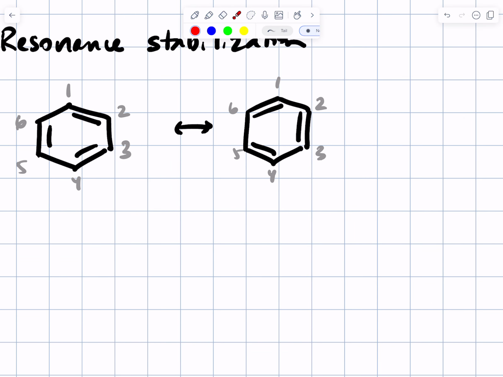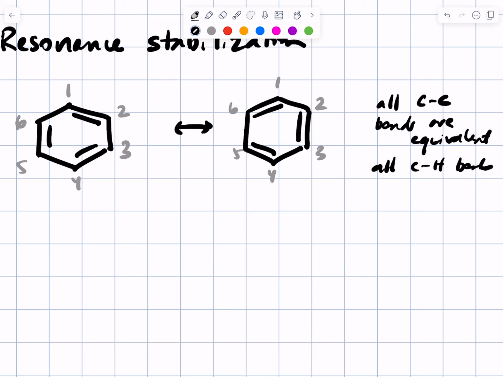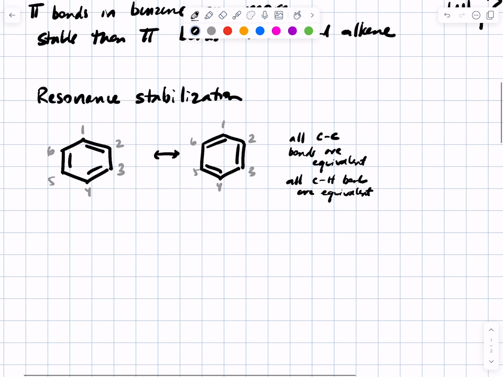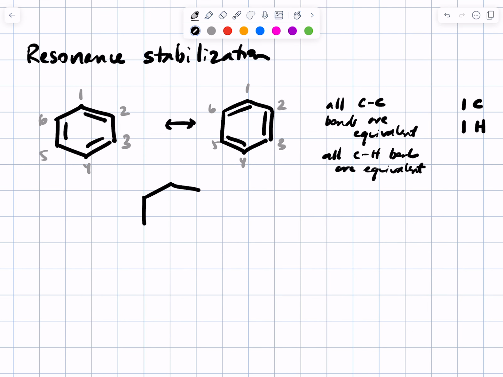In fact, we know from a lot of data that all of the carbon-carbon bonds in benzene are equivalent. All of the carbon-hydrogen bonds are equivalent. And in fact, if you look in the NMR spectrum of benzene, there is only one kind of carbon and only one kind of hydrogen. And indeed, the real structure of benzene is intermediate: the carbon-carbon bond lengths are intermediate between double bond and single bond length.